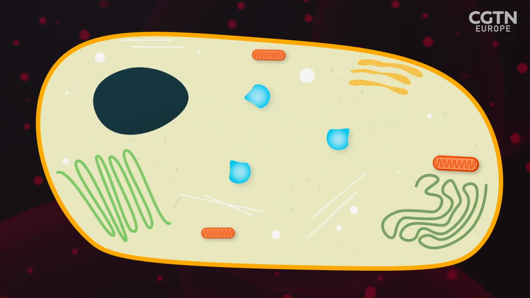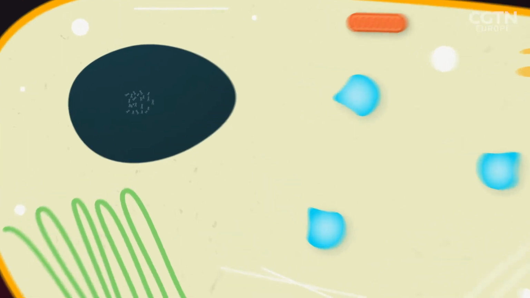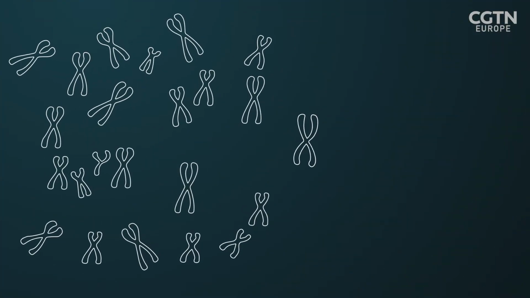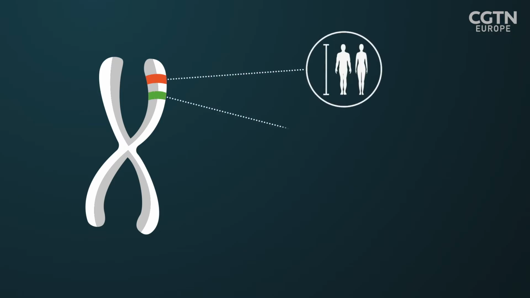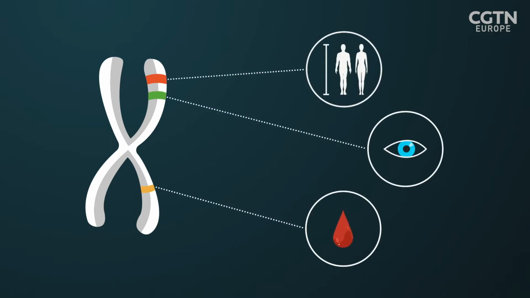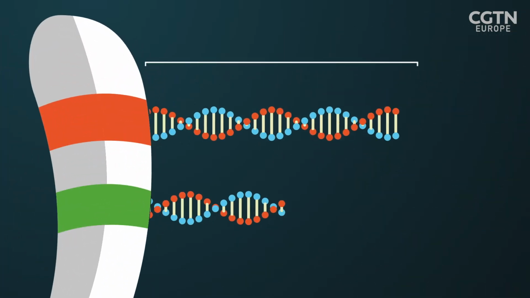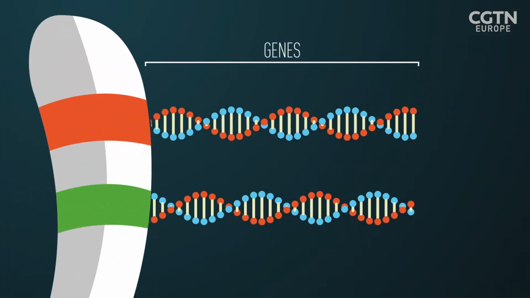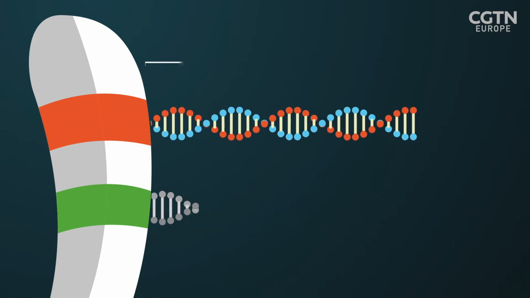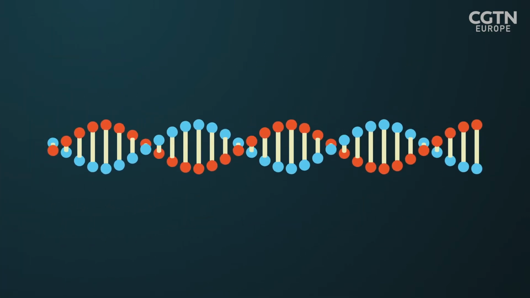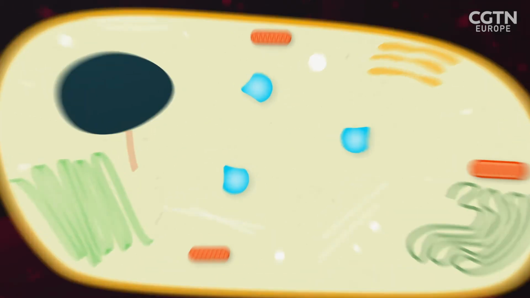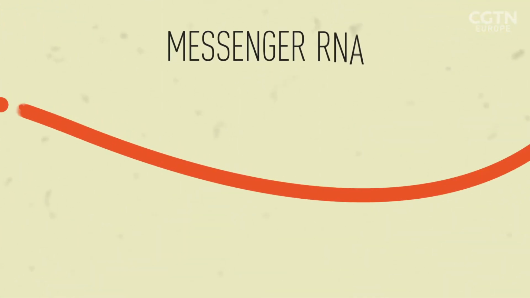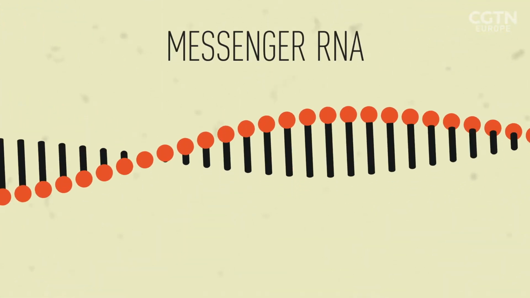It's split across 23 pairs of chromosomes, which exist in the nucleus of the cell. Sections of the DNA code for specific traits such as height, eye colour, and blood type. These coding sections are called genes. They're switched on or off depending on the type of cell. If they're switched on, they inform the cell's ribosomes to produce proteins which help provide that specific trait or function. This is achieved with an RNA strand called messenger RNA.